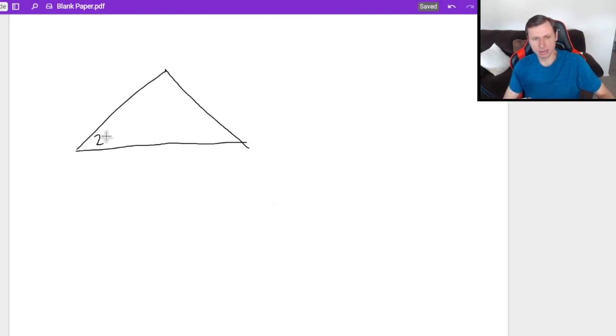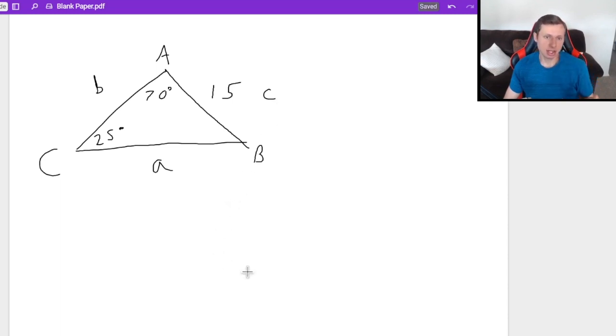For this one I have a 25-degree angle here, a 70-degree angle here, and a 15 side length here. I'll call this A, this B, and this C. And then of course the opposite of A is here, opposite of B is here, and the opposite of C is here. And I would again like to find all the missing sides and angles. So this time, why don't you pause the video and give this a try and see if you can do it for yourself. Okay, I'm assuming you paused the video and now you're unpausing it to see the solution.